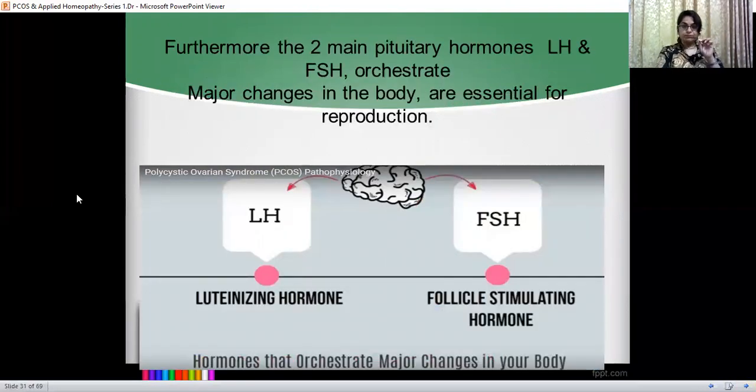Furthermore, the two main pituitary hormones, LH and FSH, orchestrate. Normally, they orchestrate major changes in the body that are essential for reproduction. So this is the luteinizing hormone. This is the follicle stimulating hormone, secreted by the anterior pituitary gland.